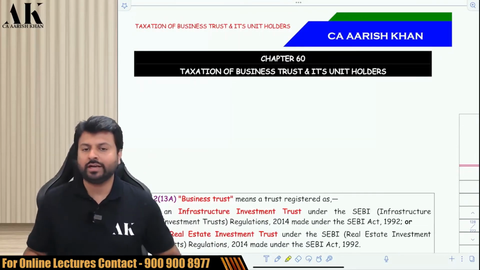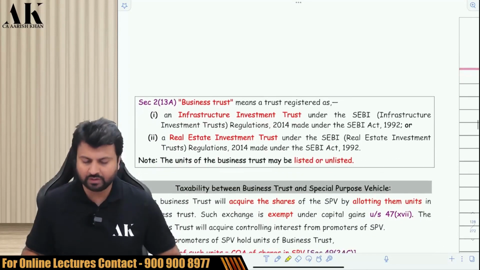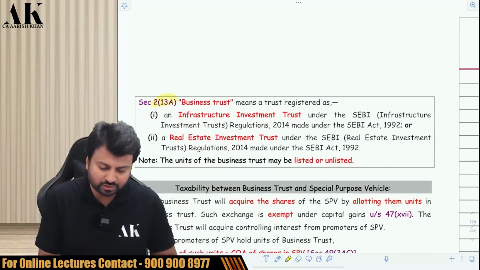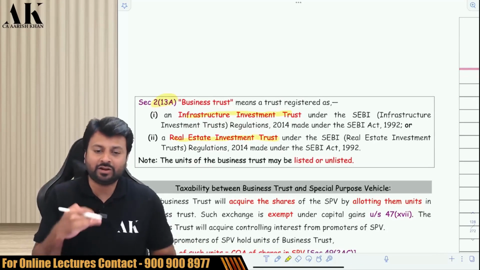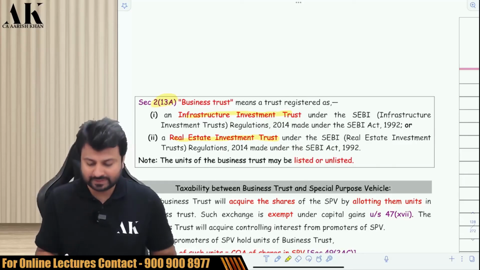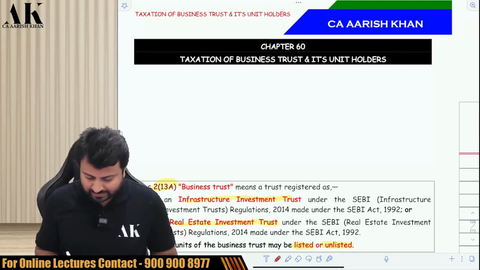Now let's move on to the next topic, and that is the taxability of business trust and its unit holders. First of all, what is a business trust? It is defined in section 2(13A) as an infrastructure investment trust or a real estate investment trust, either InvIT or REIT. The units of the business trust may be listed or unlisted, it doesn't matter.